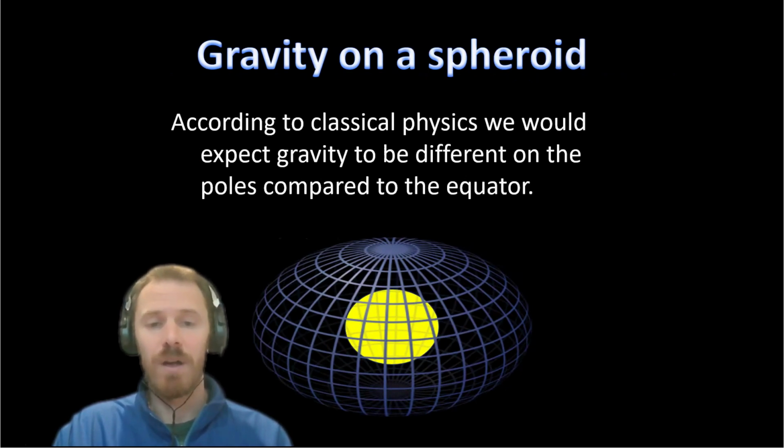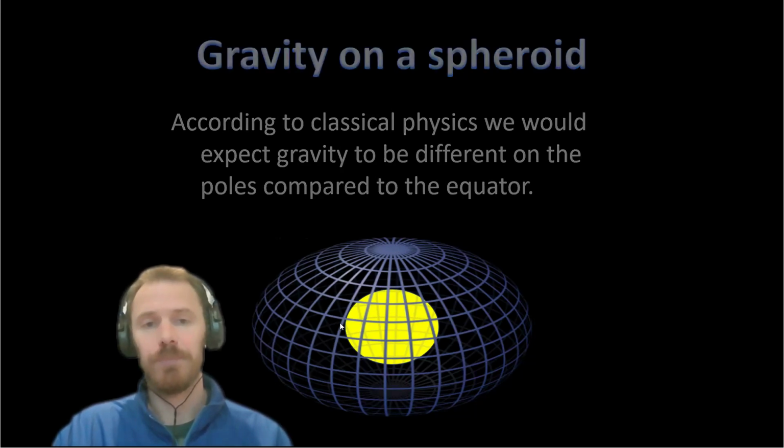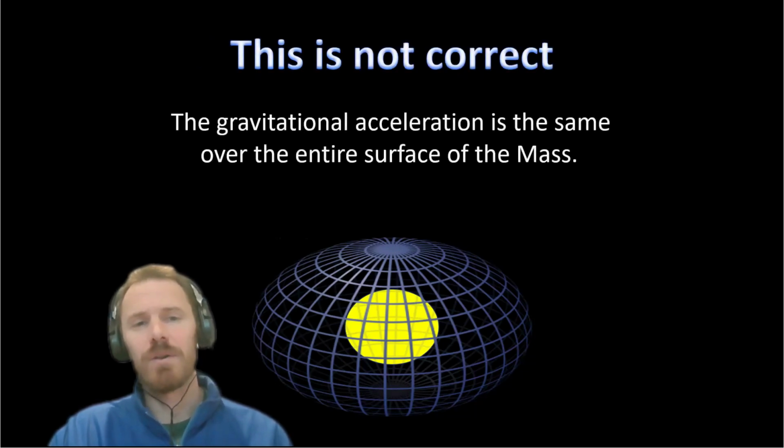In addition to that, the equator also has a rotational speed and therefore has a centrifugal force acting on it. This would reduce the gravitational acceleration at the equator and therefore would increase the discrepancy between the gravitational acceleration at the poles and at the equator. But this is not correct. The gravitational acceleration is the same over the entire surface of the mass.